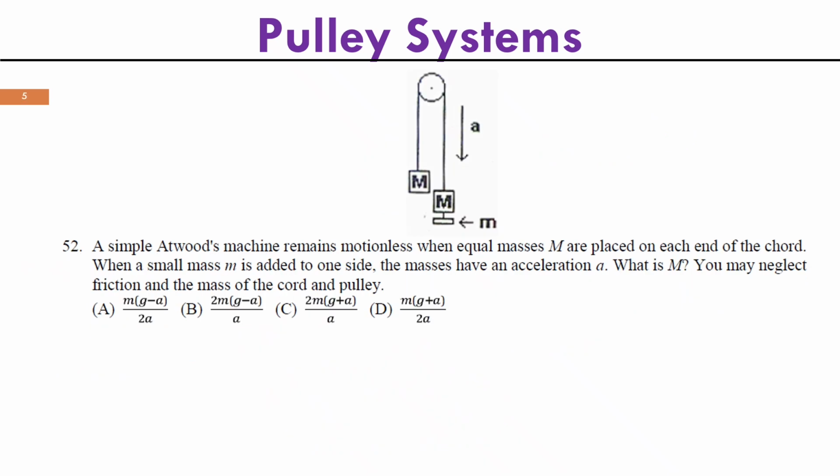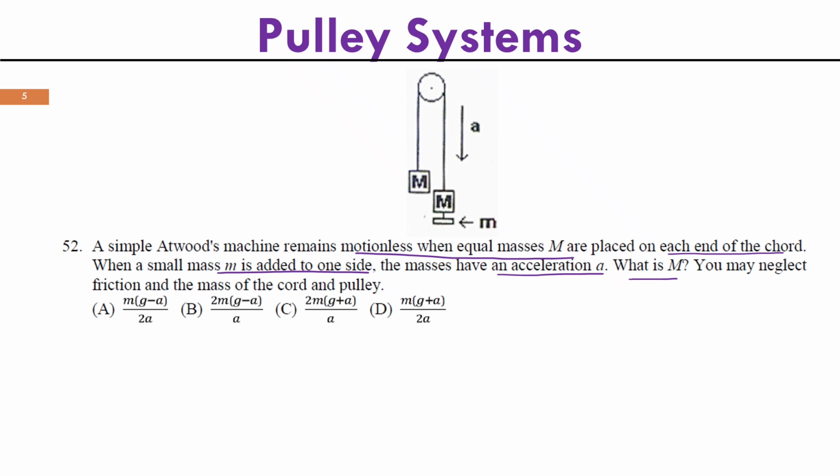So this question says, a simple Atwood system remains motionless when equal masses of M are placed on each end of the cord, which makes sense because if you have M on this side and M on this side, it should be under equilibrium, so there should be no motion. But when a small mass m is added to one side, the masses have an acceleration of a. What is big M? You may neglect friction and the mass of the cord and the pulley.